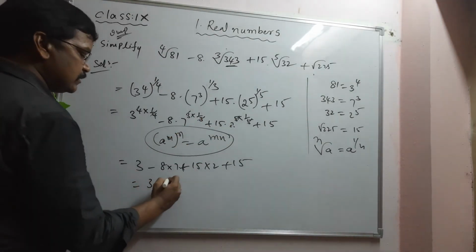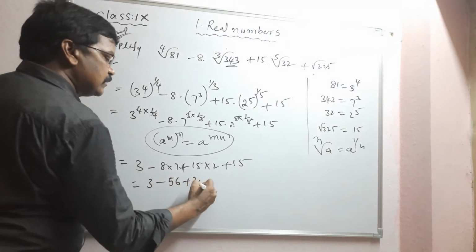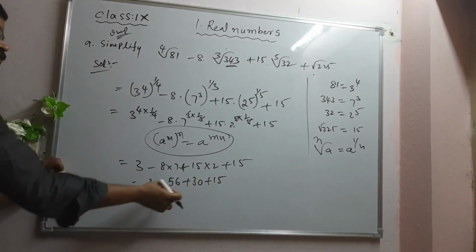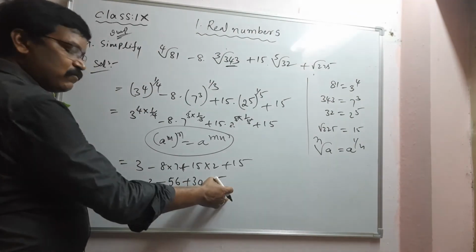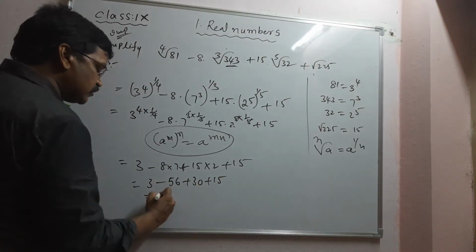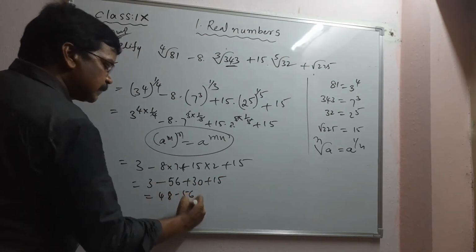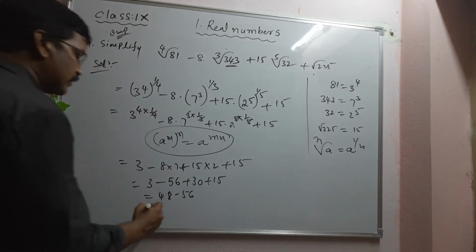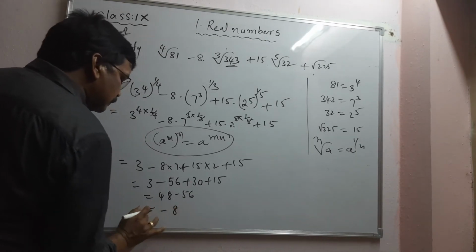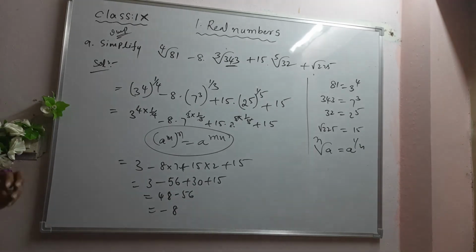So this is 3 minus 8 7s are 56 plus 30 plus 15. So 30 plus 15 is 45. 45 plus 3 is 48 minus 56. So what is 56 minus 48? That is minus 8. So the answer is minus 8.